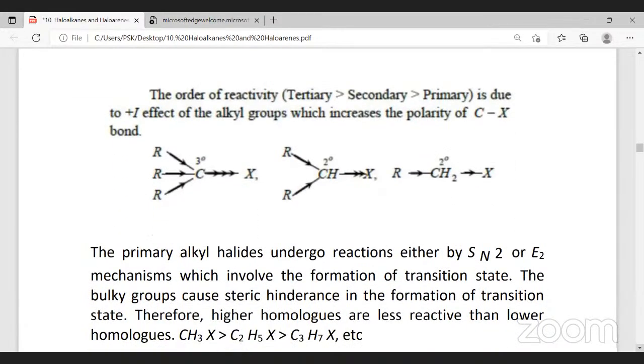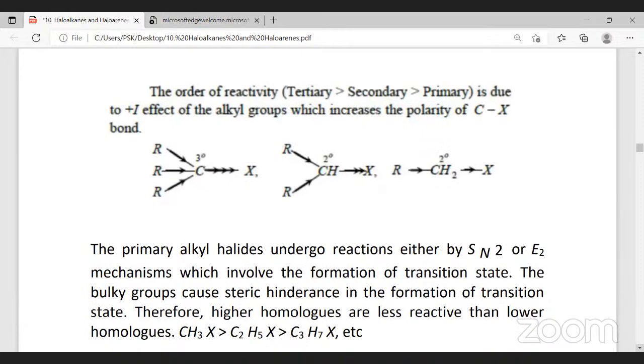All right. Now, order of reactivity. Tertiary, secondary, and primary. Tertiary is more reactive compared to secondary. Secondary is more reactive compared to primary due to plus I effect. Due to plus I effect of alkyl group, which increases the polarity of the carbon-halogen bond.